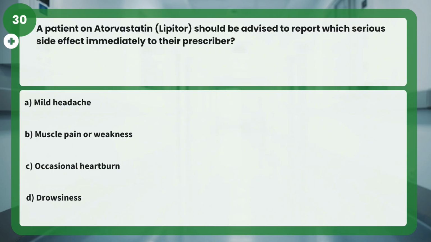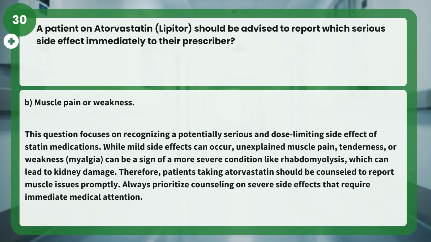Question 30. A patient on atorvastatin, Lipitor, should be advised to report which serious side effect immediately to their prescriber? A. Mild headache. B. Muscle pain or weakness. C. Occasional heartburn. D. Drowsiness. Answer B. Muscle pain or weakness. This question focuses on recognizing a potentially serious and dose-limiting side effect of statin medications.